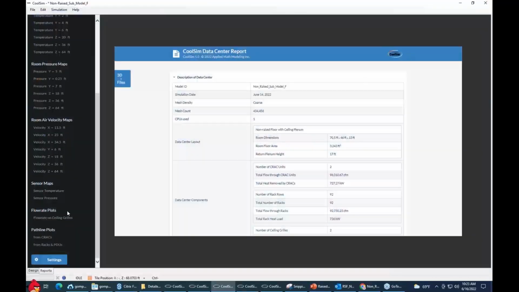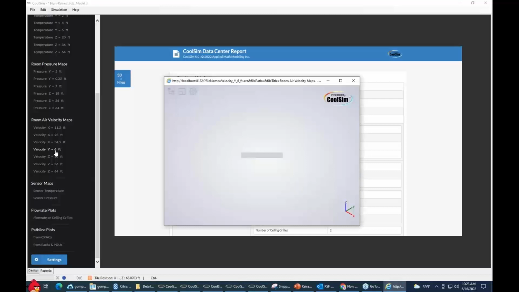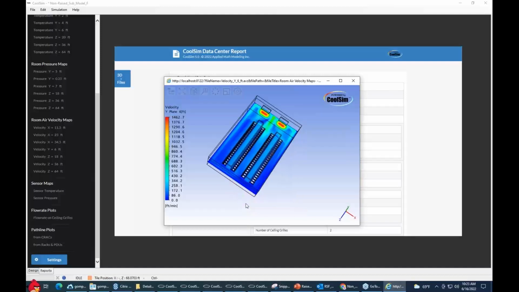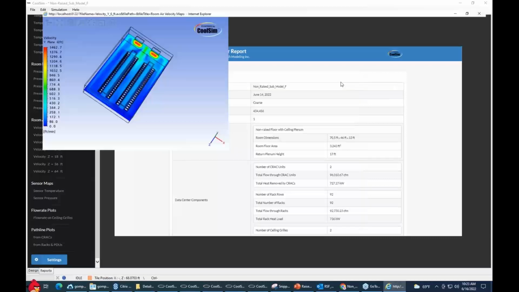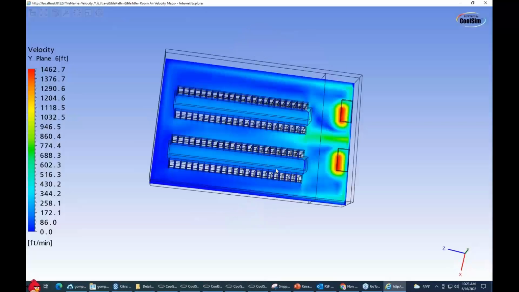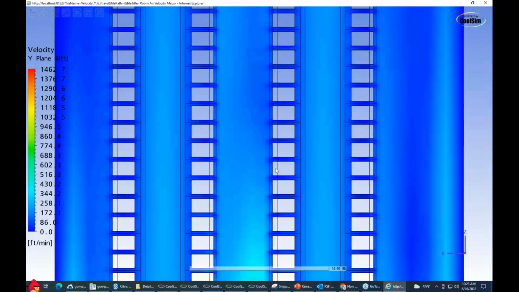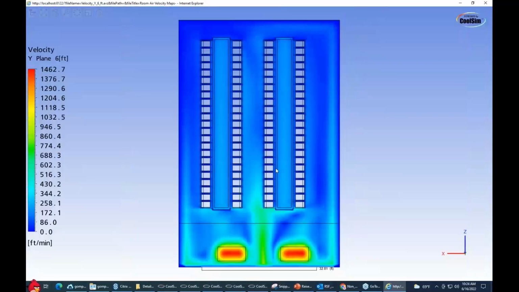Now, the velocities can be seen from velocity plots. I have a number of them here. So let's take a look at y equals 6. So it's 6 feet. Yeah, this is in feet per minute. Let's take a look at some velocities and see what's going on. So I use keystrokes here. CoolSim supports keystrokes on this. This is all Ansys technology. So I'm going to do a Y. And I'm going to use the letter N, which turns off perspective and gives me a nice shot right there of what's going on.